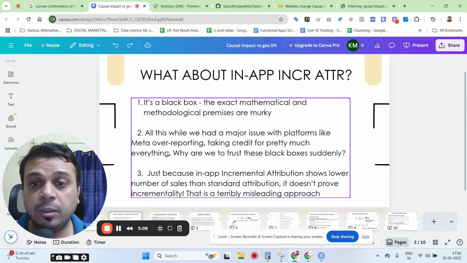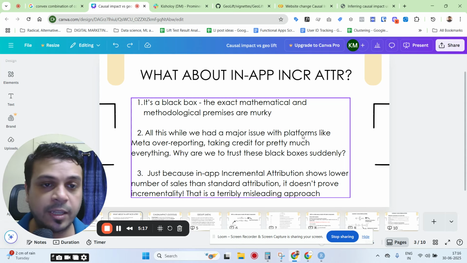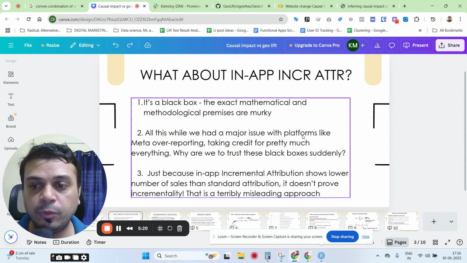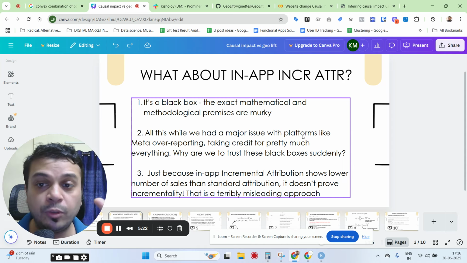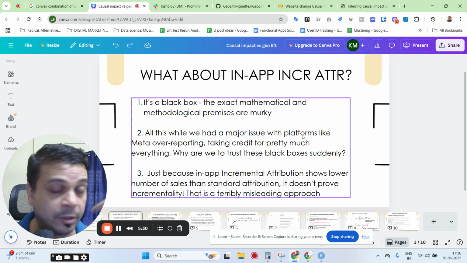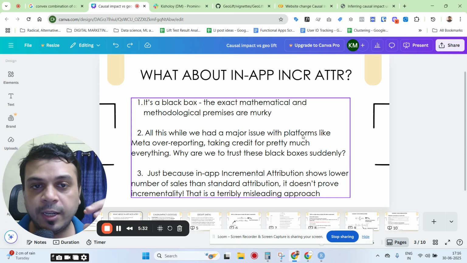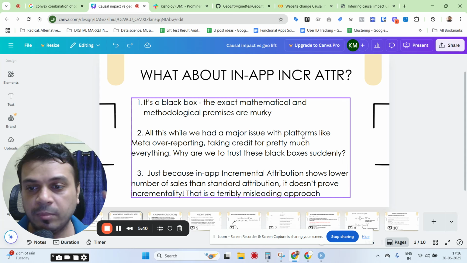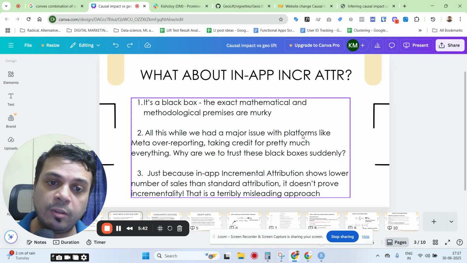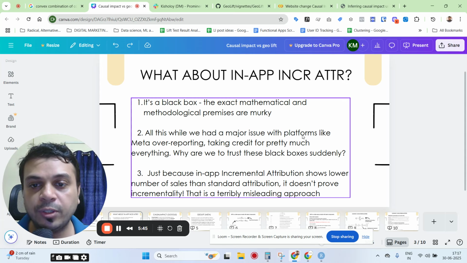for thought. Secondly, all this while we had a major issue with platforms like Meta over-reporting, taking credit for pretty much everything, right? This has happened so many times. Of course, the other side is also true for some cases where the view-through conversion probably would have mattered more, and due to lag conversions, or because the attribution model that was chosen was more click-oriented, Meta did not get the credit that it should have got. But in many cases it basically over-reports. So how are we, and why are we, to trust these black boxes suddenly? So that's also a question.